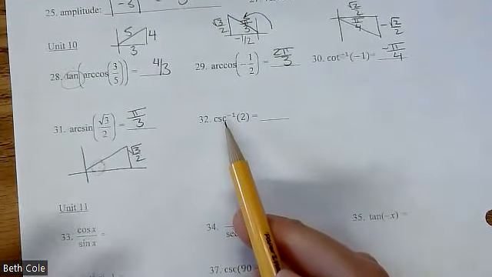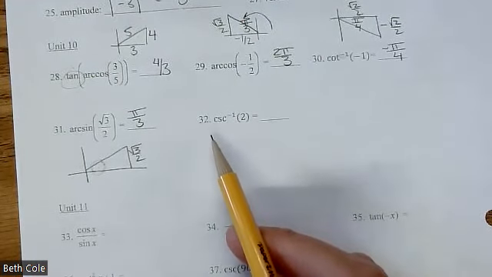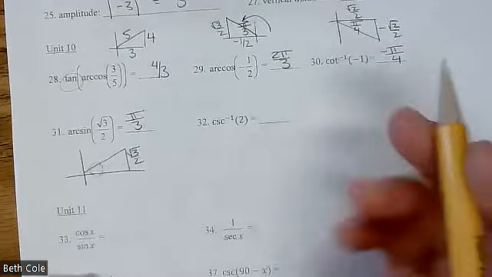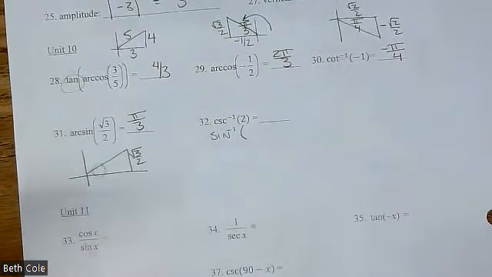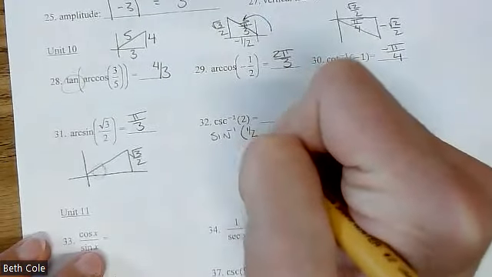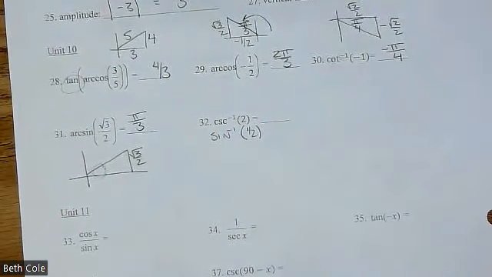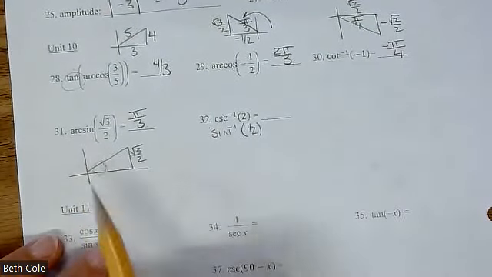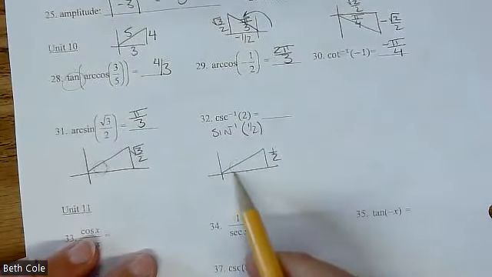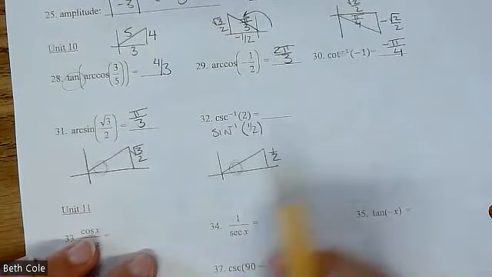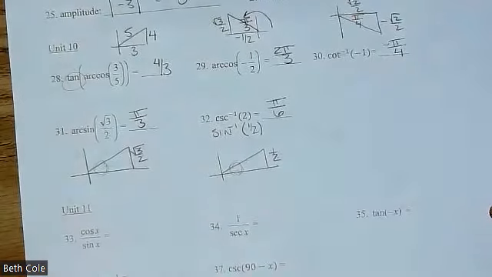This one I would rewrite. I think secant and cosecant are really difficult to deal with. Reciprocal of cosecant is sine. Reciprocal of 2 is 1/2. So I would rewrite it that way. And now it's the exact same thing we did here in 31. It's just instead of the square root of 3/2, it's the 1/2. So what's your angle across from 1/2? Pi/6. Cool.